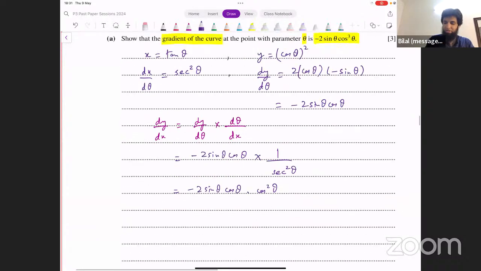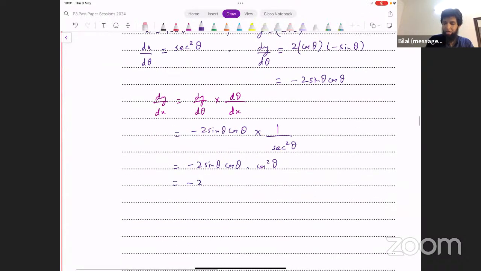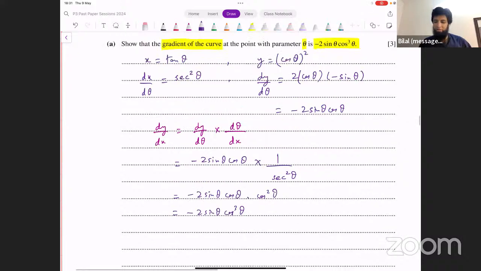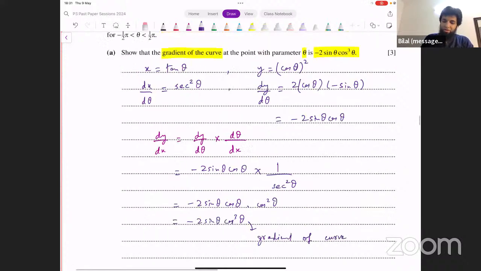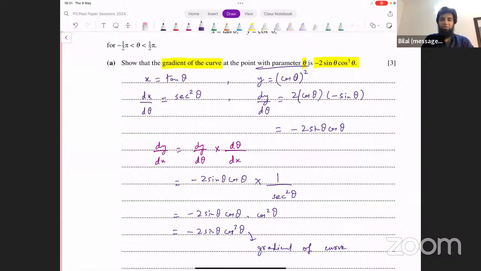And now this simplifies to minus 2 sine theta into cos cube theta. This is dy over dx. That is what we were looking for. And that represents the gradient of the curve, right? With parameter theta, all that means is you have to write down your answer in terms of theta. If they had given you a specific value of theta, you would put that value of theta there in the dy over dx. But in this case, you just leave this in terms of theta, and that's it.